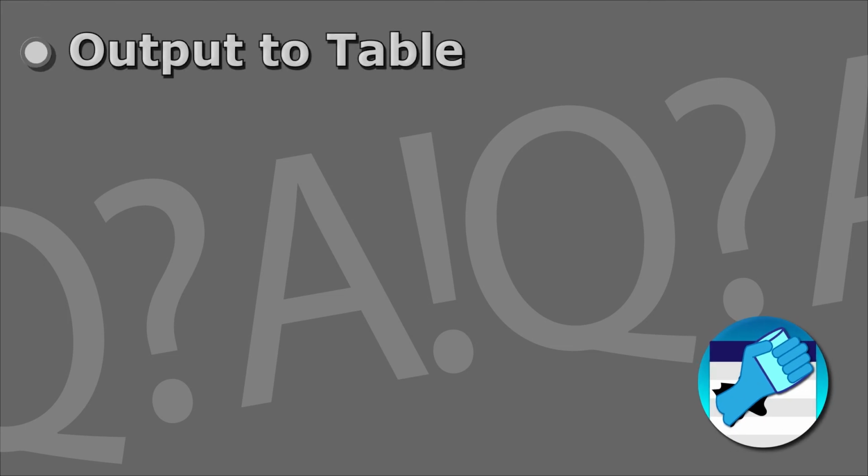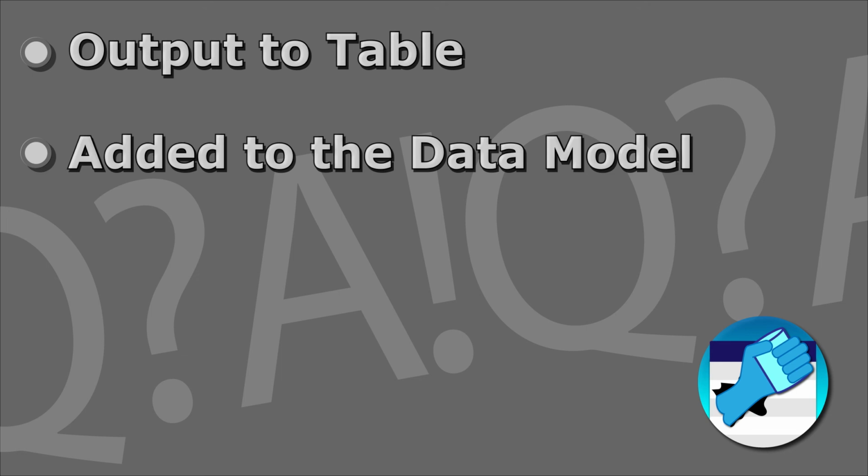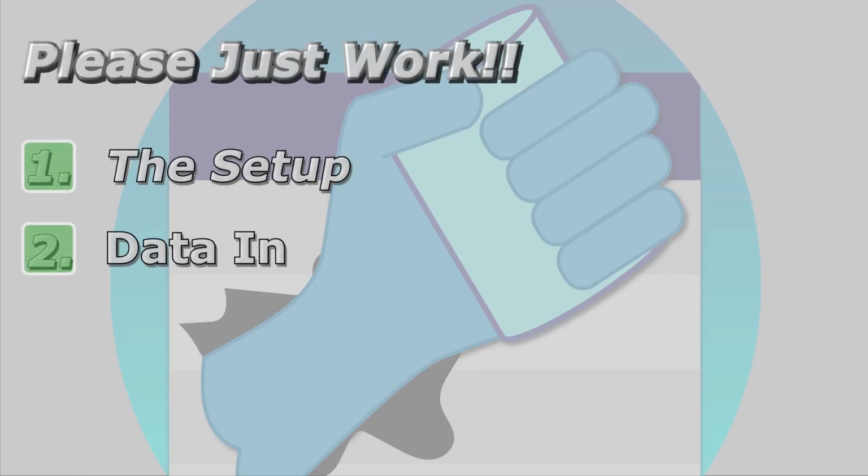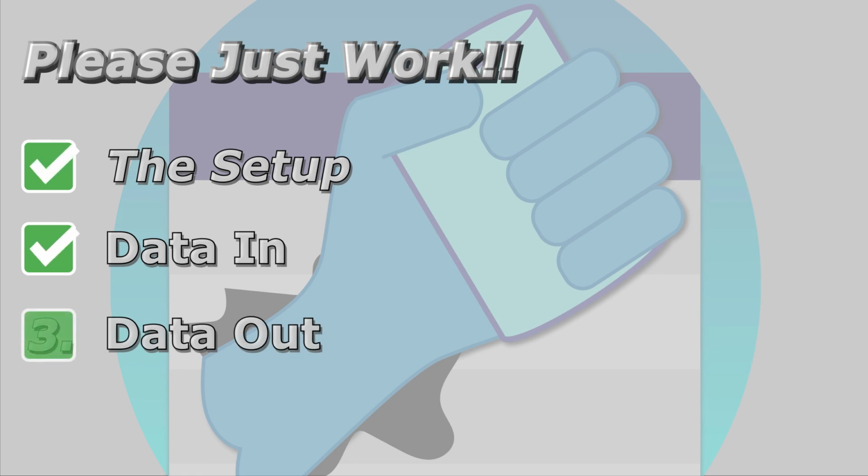So in this part, we output Power Query to a table, we added the table to the data model, and we defined a connection to our data source. Parts 1 and 2 are done. In Part 3, we looked at different ways that we can output our data. In Part 4, we're going to make some pivot tables and pivot charts.